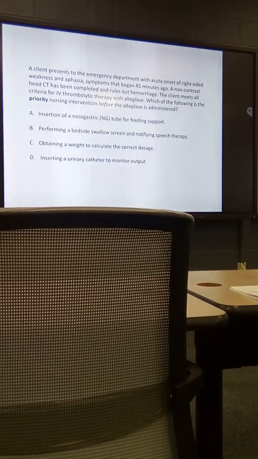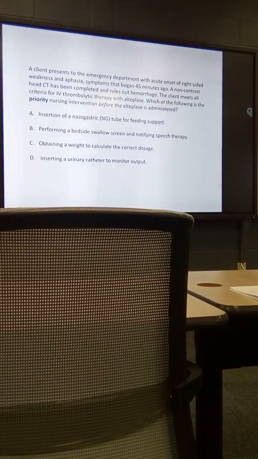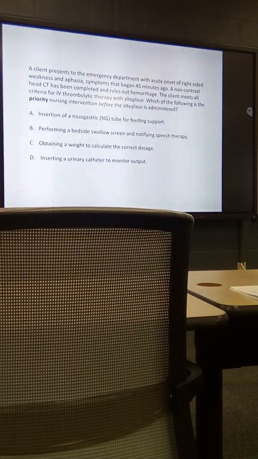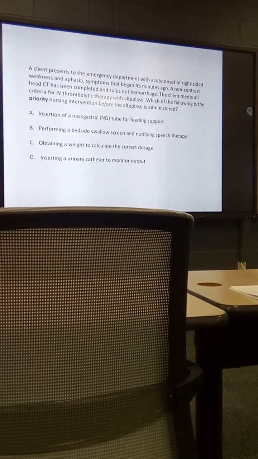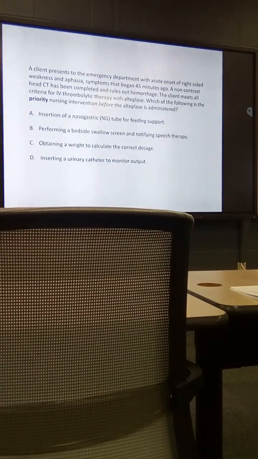Why do we do CT without contrast? If they're bleeding, the contrast is an irritant to the brain tissue and can cause further neurological damage. All right, a client is in the ED with right-sided weakness and aphasia symptoms that began 45 minutes ago. CAT scan ruled out hemorrhage. Client meets all the criteria for thrombolytic therapy with alteplase. Which of the following is a priority before administering it?